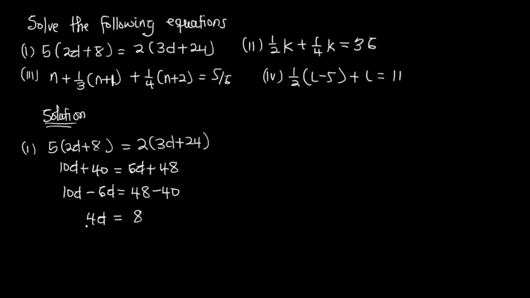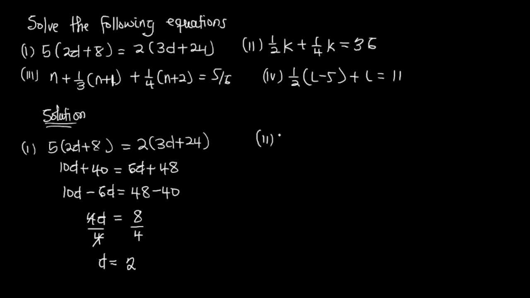Now because I want the value for the variable d, I divide both sides by 4, which is the coefficient of the d term here, to cancel it out. So my final answer for d is 8 over 4, and that gives me the number 2. So the value of d in the first example is 2. Now you can cross check to verify that the left hand side is equal to the right hand side. You still get the same answer for them.